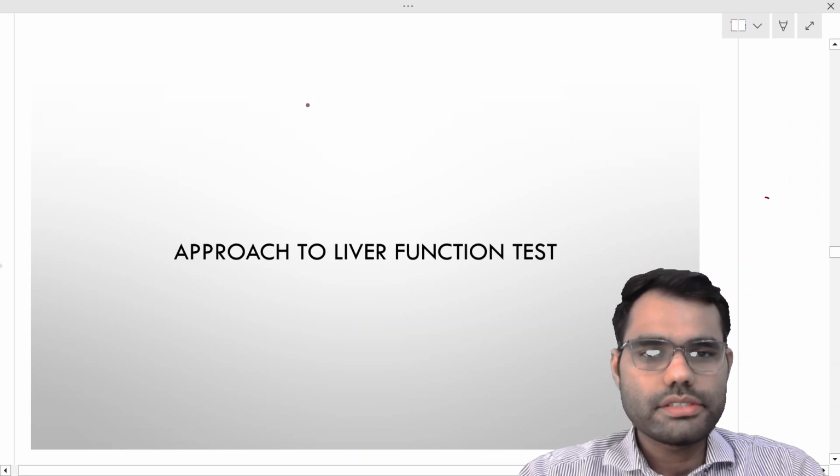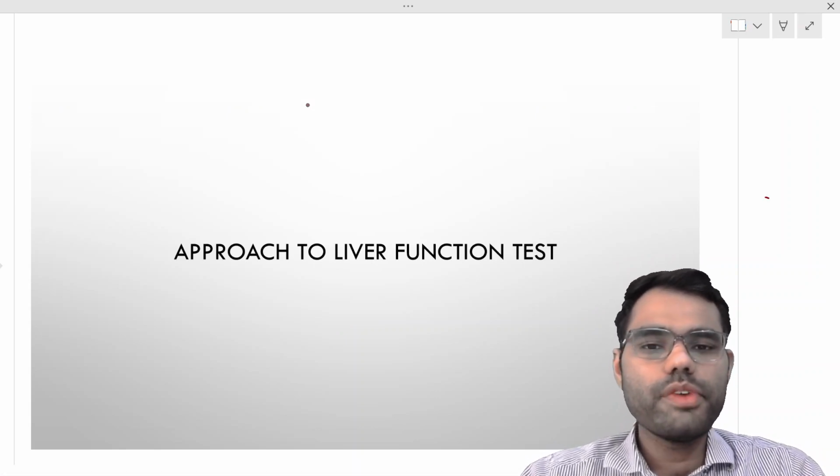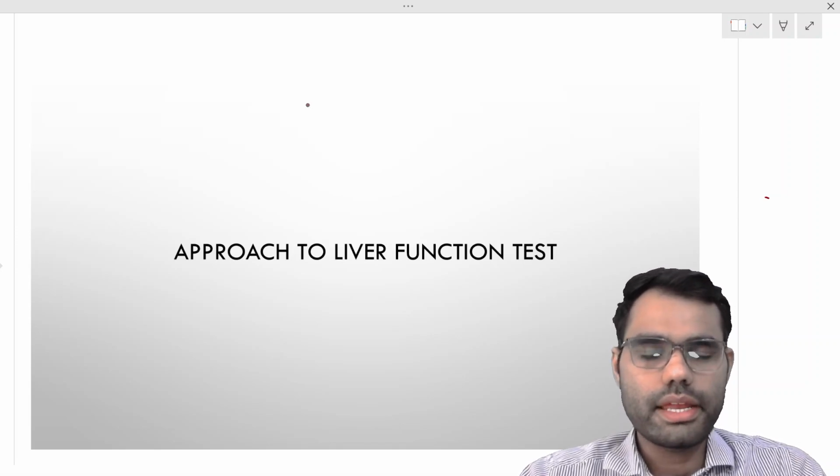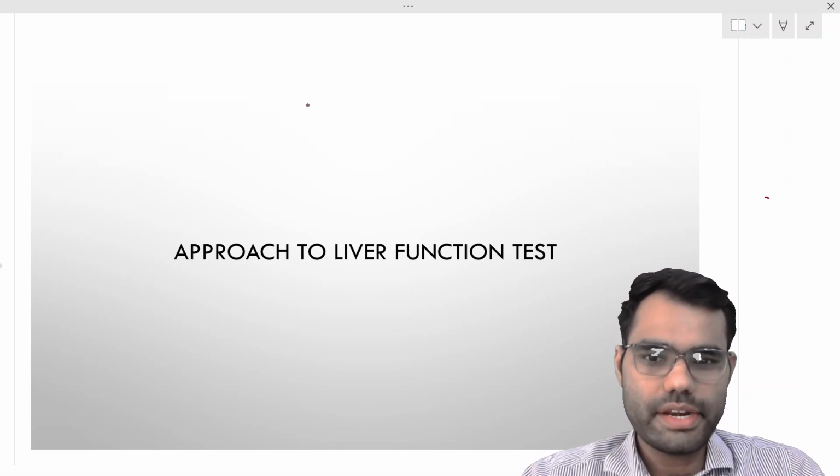I'm Dr. Rahul Agda. So today we are going to see how we approach a patient with an LFT report and also how we diagnose a patient with chronic liver disease.